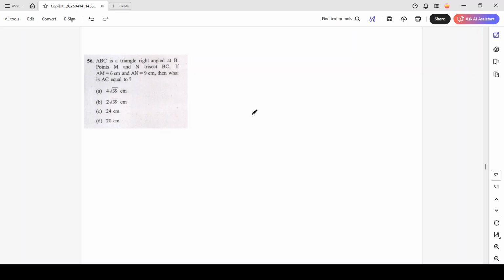Now we move on to the next question, question number 56. ABC is a triangle right angled at B. Okay. This time there is another triangle right angled at B. A, B, and C. Now what does the question say next?